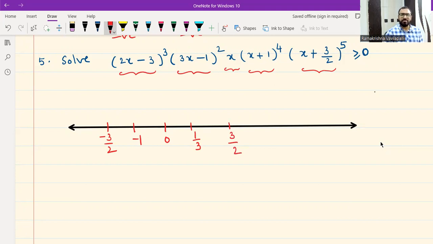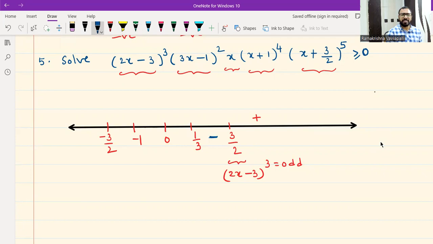Okay. Now observe. You always keep the rightmost side positive, provided the x coefficient in each factor is positive. So this is 3 by 2, corresponding to 2x minus 3 whole cube. Here this power is odd, so you have to change the sign from plus to minus. The sign is changed.